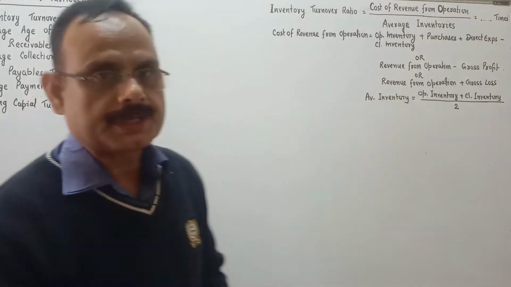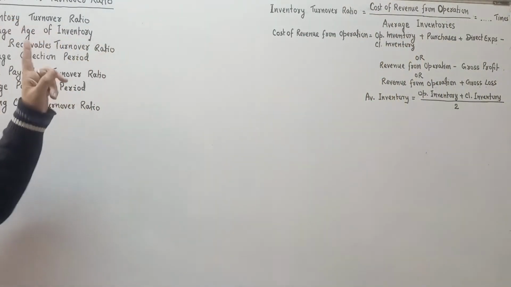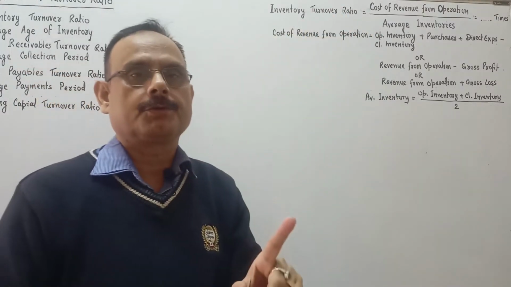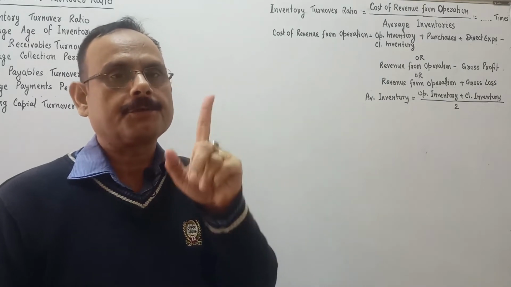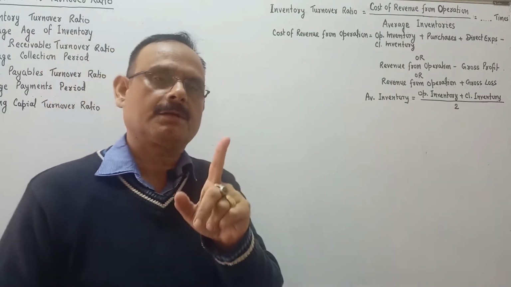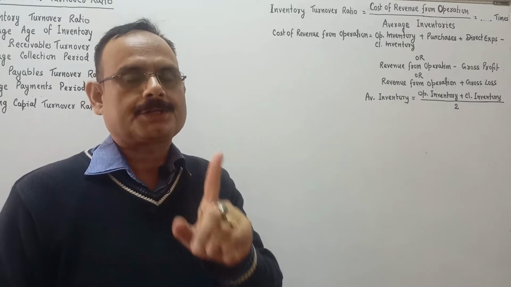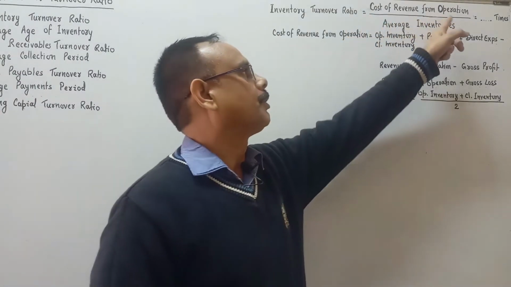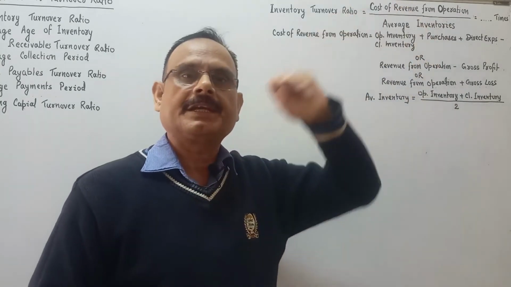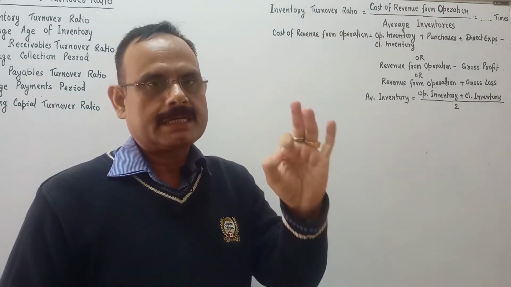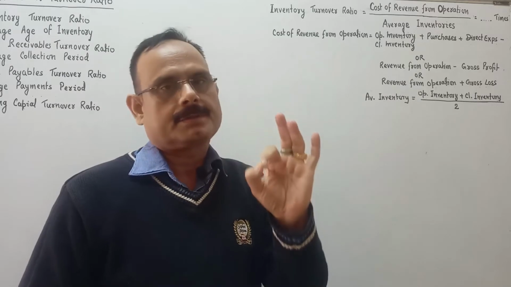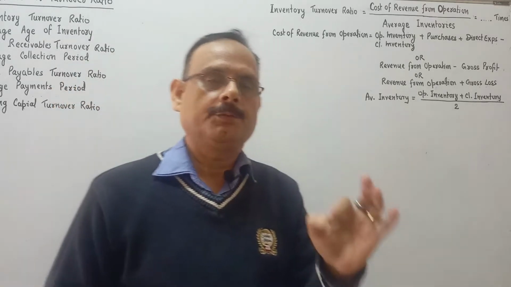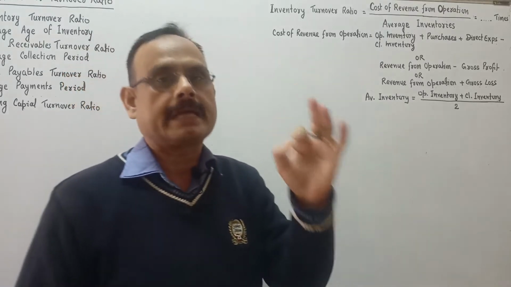Now our first ratio is inventory turnover ratio. Inventory turnover ratio is equal to cost of revenue from operation upon average inventory. The resultant will be in times. It may be 2.5 times, 3 times, 4 times, like that. We will express this in times.